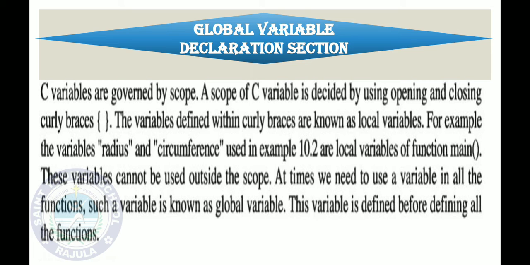So the variable that is defined before the curly brackets is known as a global variable, and the variables defined within the curly brackets are known as the local variables of the main function. Remember students, two types of variables are there, global variable and local variable. A global variable is defined before the curly bracket, and the variables defined within the curly brackets are the local variables.